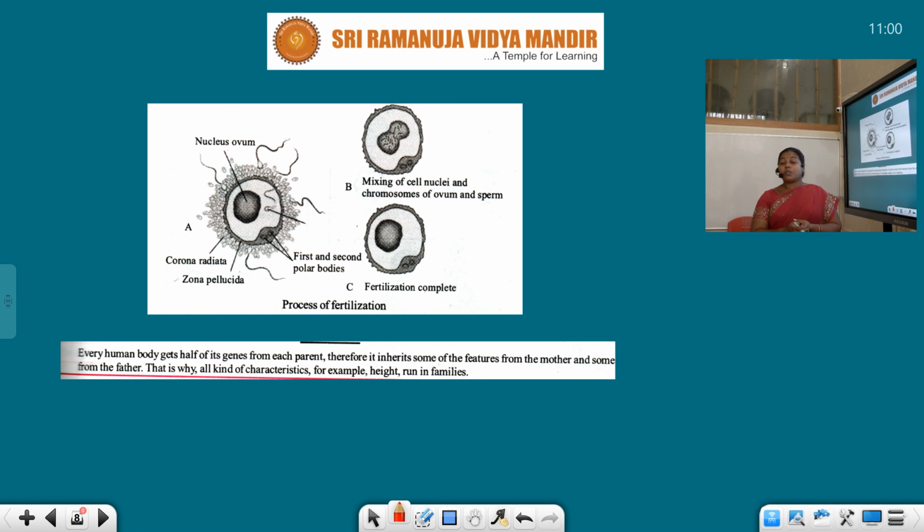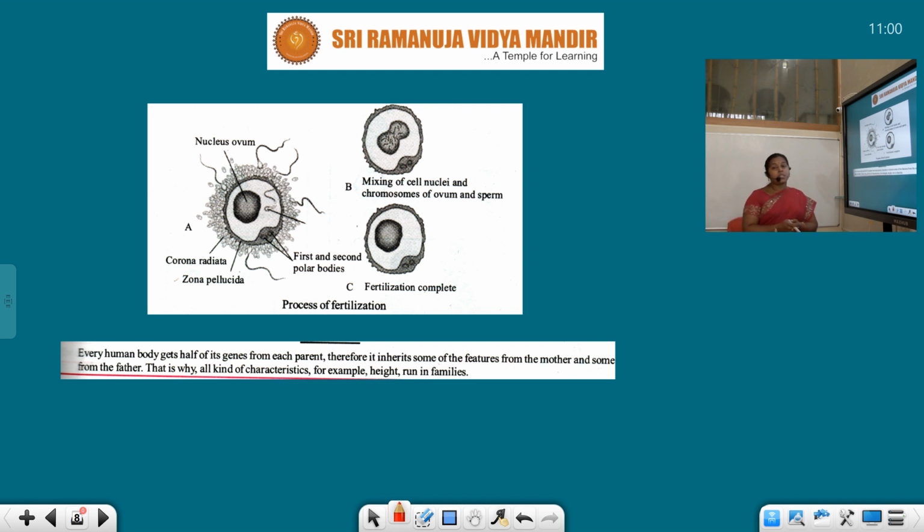There is a combination of two different genetic materials from two different sources. As a result, every human body gets half of its genes from the mother as well as half of the genes from the father. So that is the reason the offspring may have both characters. And in some cases it may have some new characteristics. That is the genetic variation we can expect in sexual reproduction.